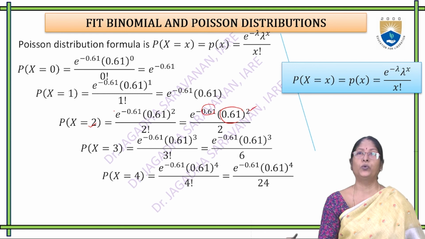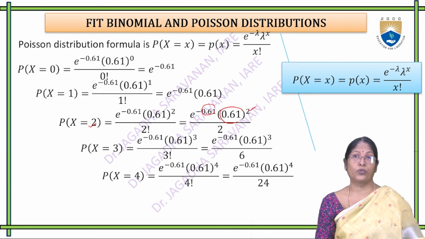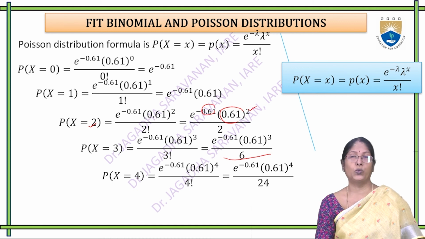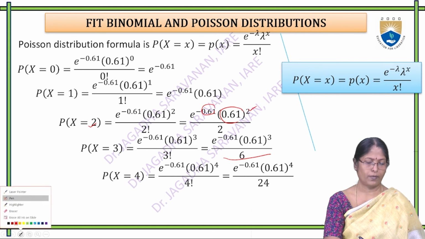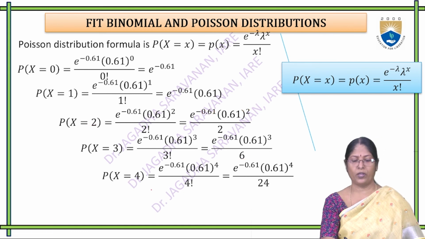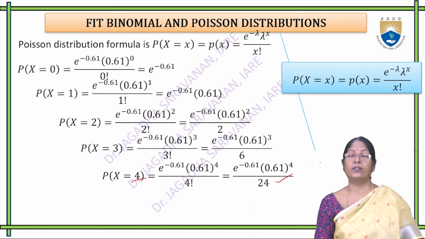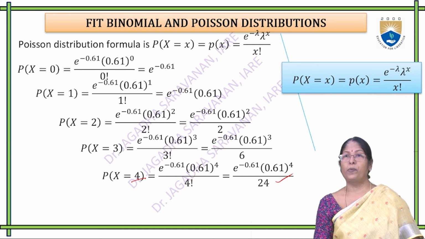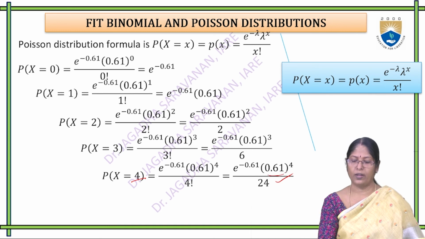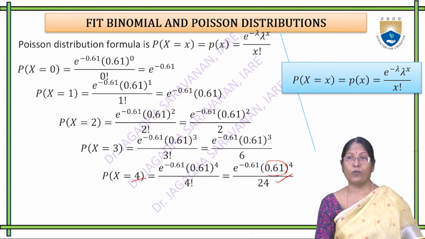Our x is 2. So p of x equal to 3 is e power minus 0.61 into 0.61, the whole power 3, divided by 3 factorial, that is 6. Then x equal to 4. So we can see it here. The final thing we obtained is e power minus 0.61 into 0.61, the whole power 4, divided by 24.